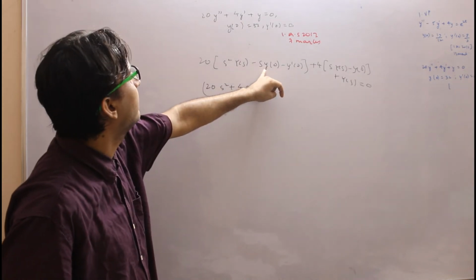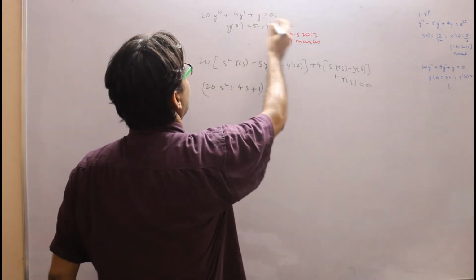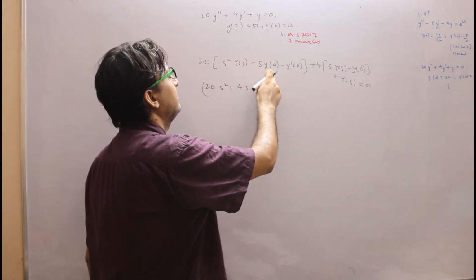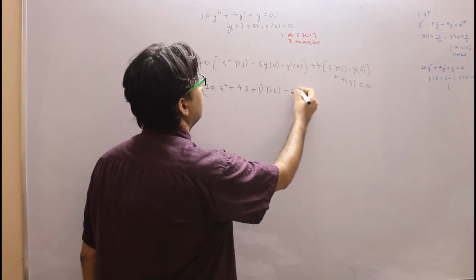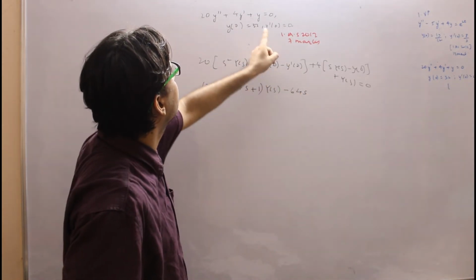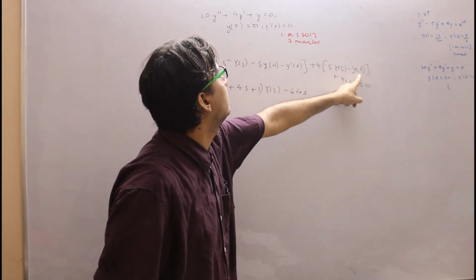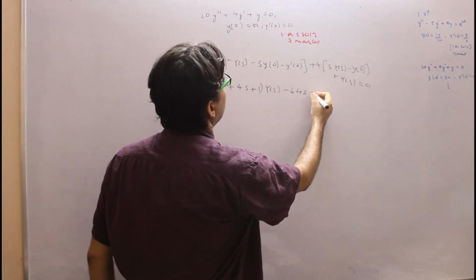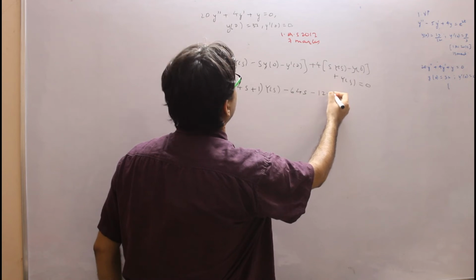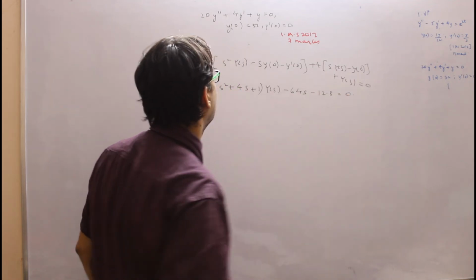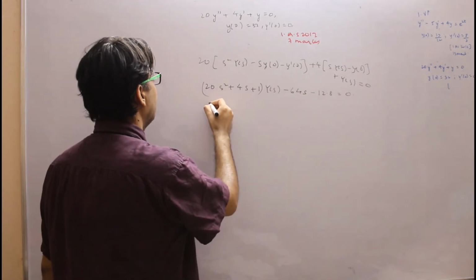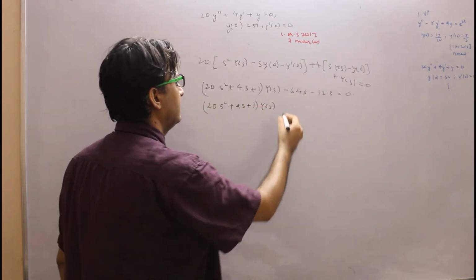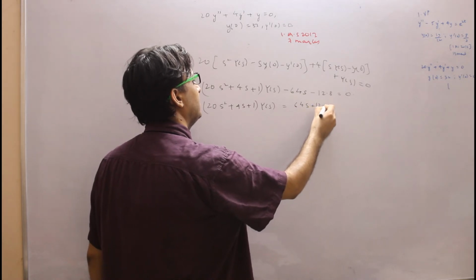Our y0 is 3.2 here, as we can see from the question. So we can write it as 20 minus s times 3.2, that is minus 64s, and y dash of 0 is 0, so that is not factored in, but here we have to take y0. So 4 into y0 is 4 times 3.2, that is minus 12.8, equal to 0. So we can take this to the RHS. So what we are getting is 20 s square plus 4s plus 1 times Y of s is equal to 64s plus 12.8.